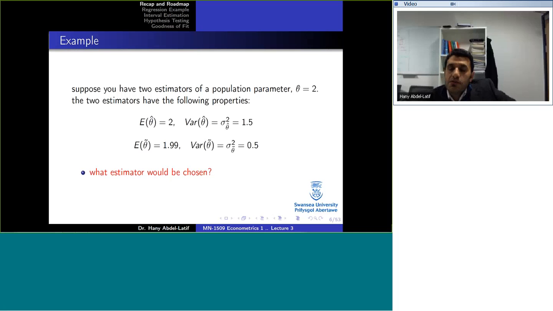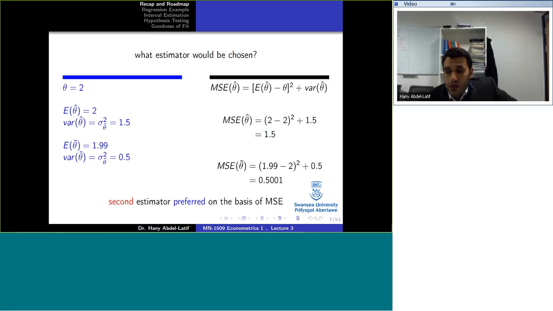But sometimes if you look at the variance between both theta hat and theta tilde, you will see that the variance of the second estimator is much smaller than the variance of the first estimator. So which one do we choose? As we explained last week, we need to look at the mean squared error.